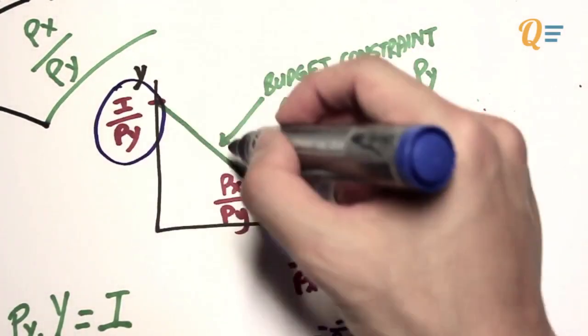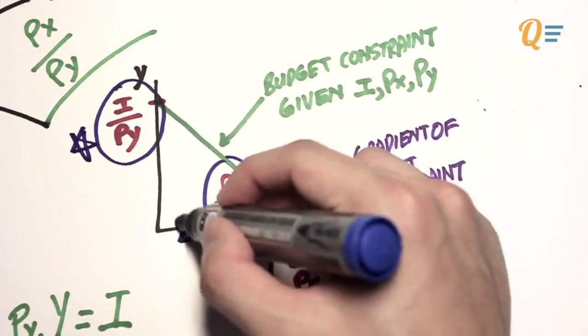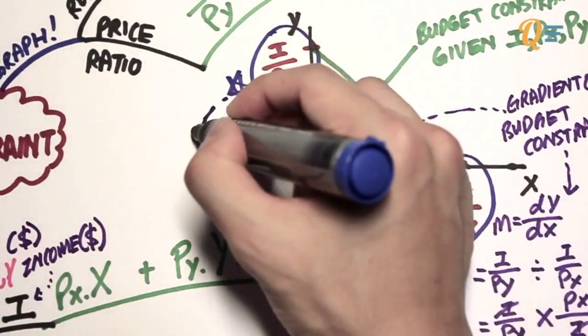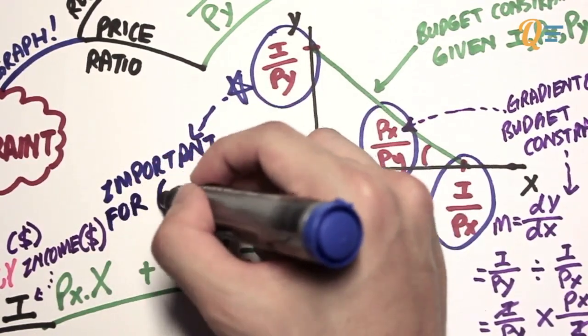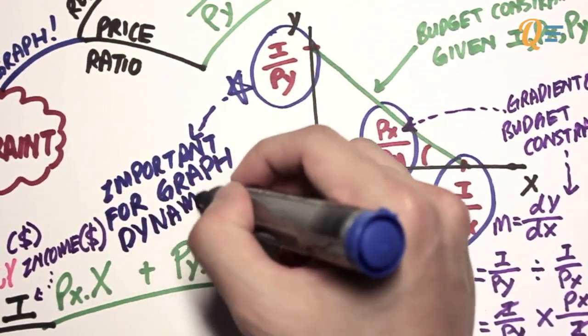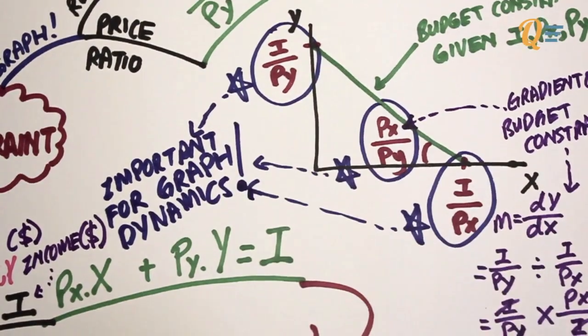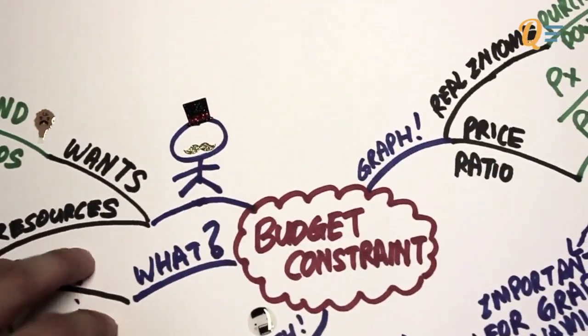At this point, you have successfully understood the basics of constructing the budget constraint. So you need to know these three figures very well: the real income in terms of both X and Y, as well as the price ratio. You're going to need this for graph dynamics, which is coming up in the second half of the video.